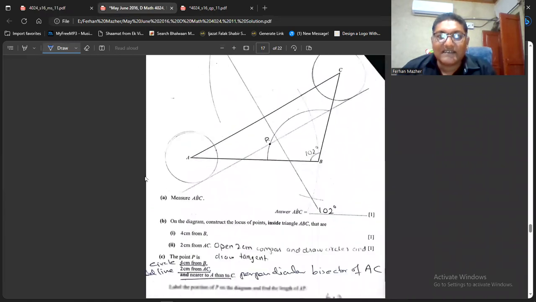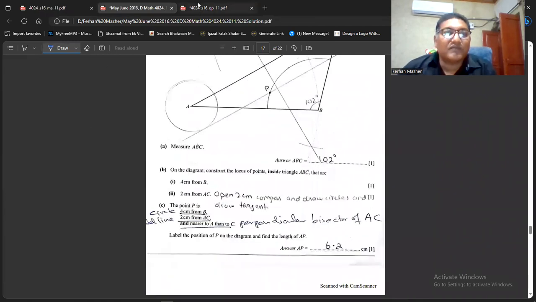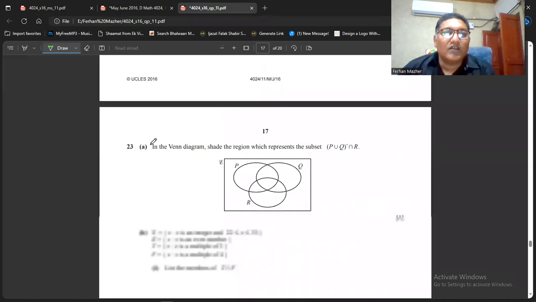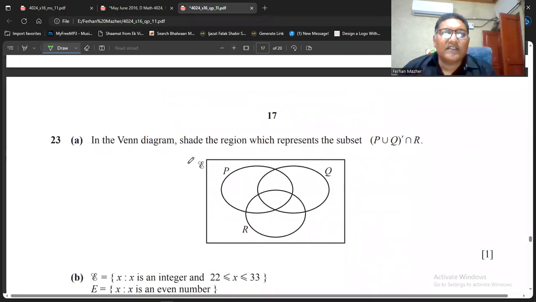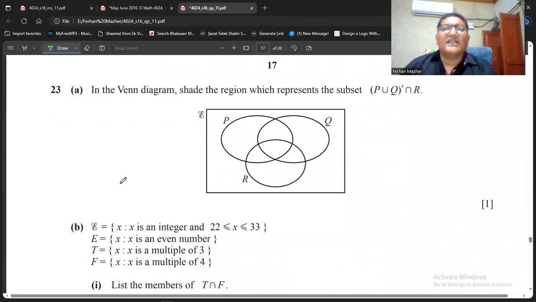This is that, and this is the paper. Okay. We are going to the next question. That is question number 23. They say, in the Venn diagram, that's question number 23A part. In the Venn diagram, shade the region which represents the subset (P union Q) whole complement intersection R.